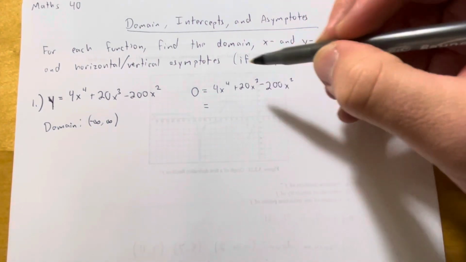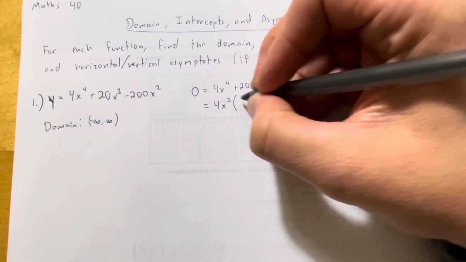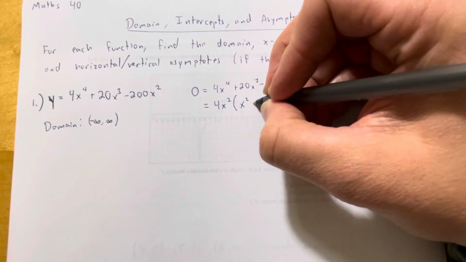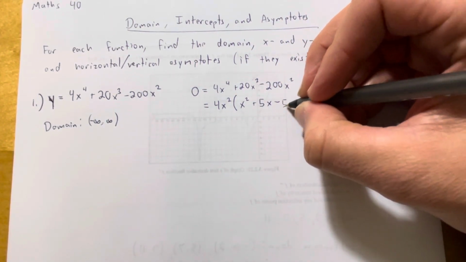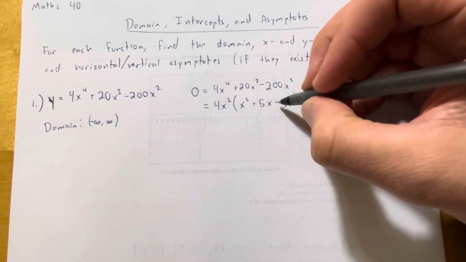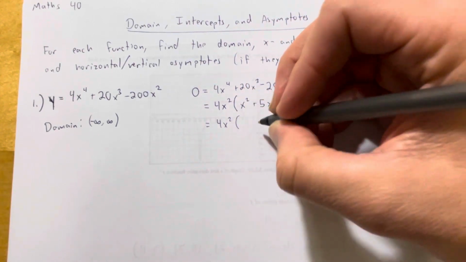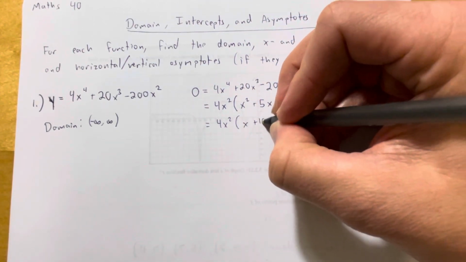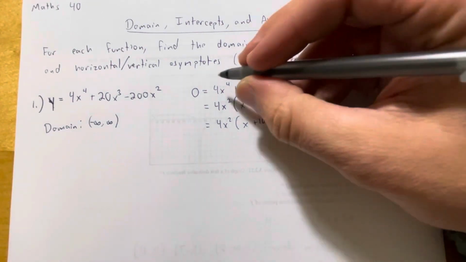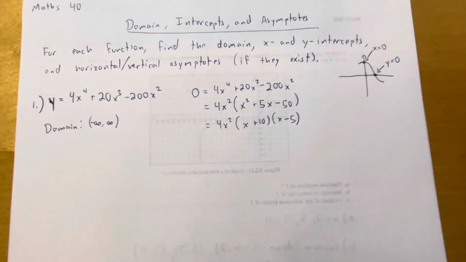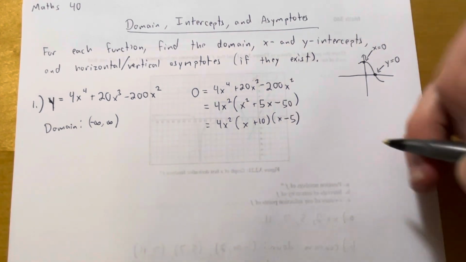So I see that I can pull a common factor of 4x squared out of everything here, which would leave me with just an x squared there plus 5x there minus 50 there. This quadratic polynomial in parentheses can be factored further. It's the same thing as x plus 10 times x minus 5. And if that's equal to 0, then each of these factors in that product could be set equal to 0 separately to find all possible values of x that would make this true.